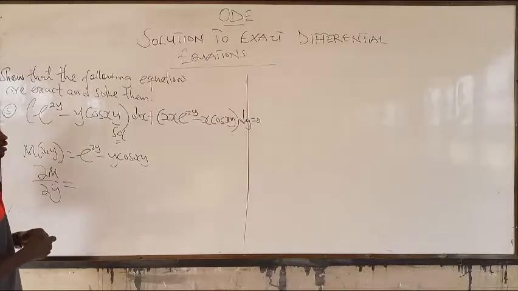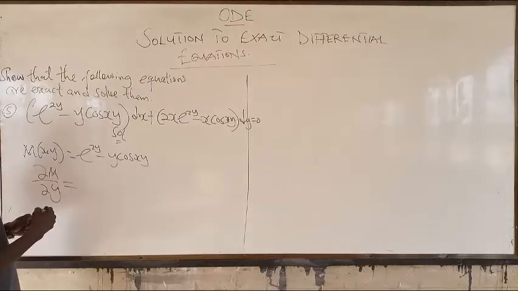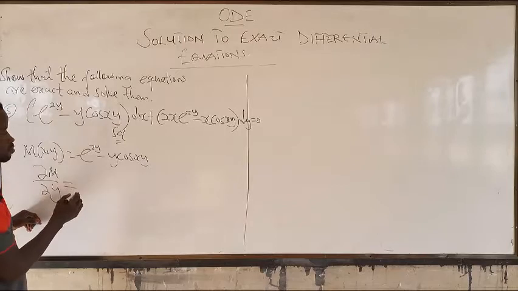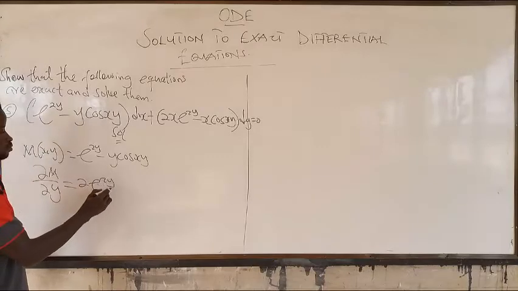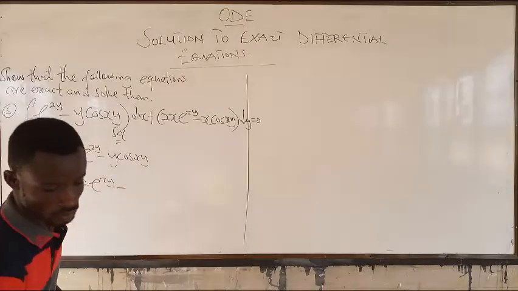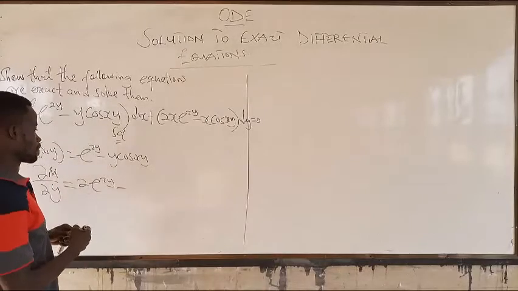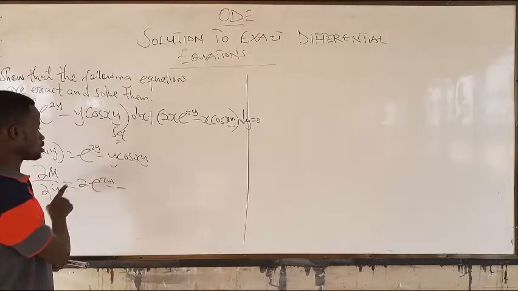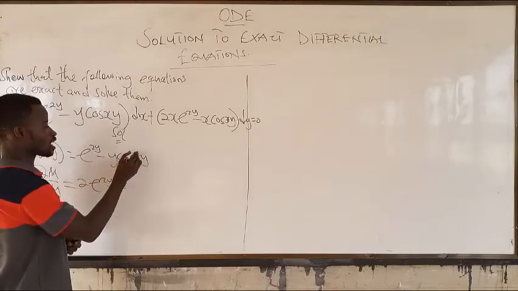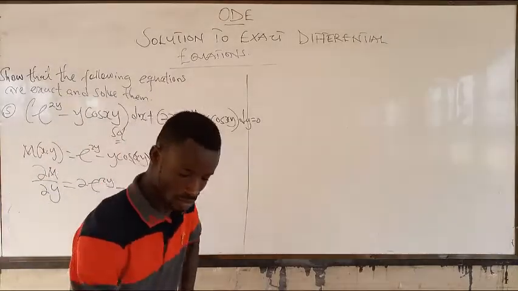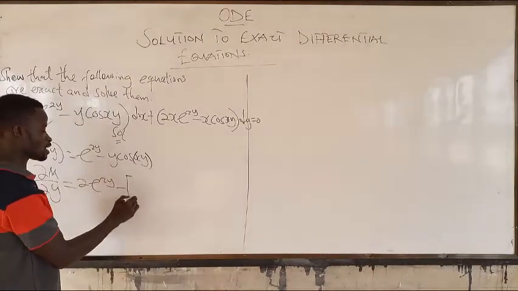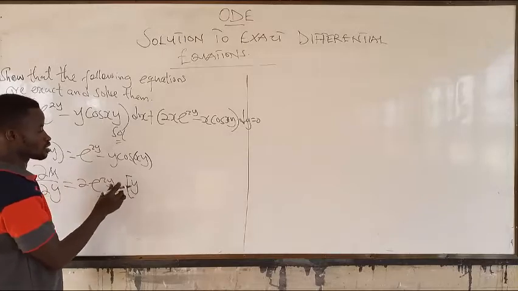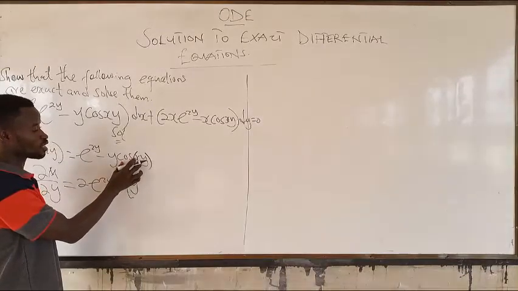So we treat s as constant. When you get to this side, y is the function, and this one too is a function, so we treat it as a product rule. Leave this, differentiate this.